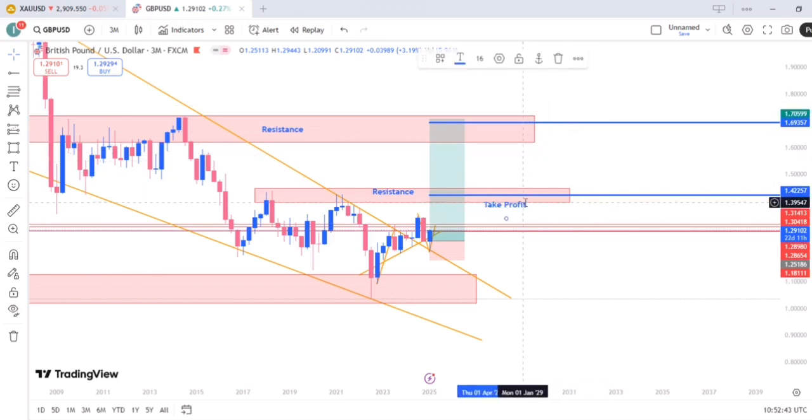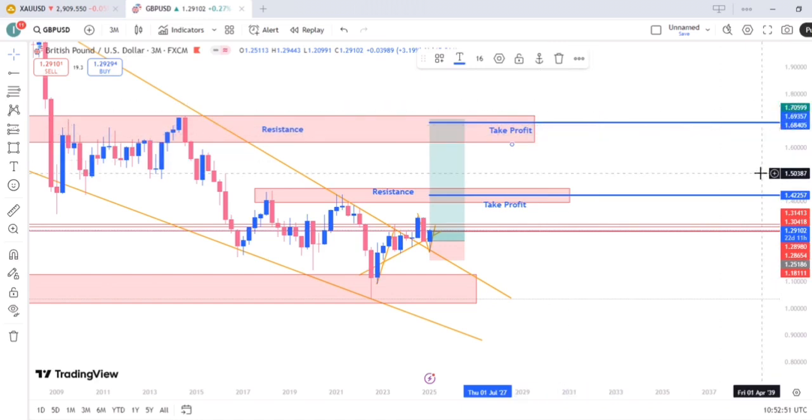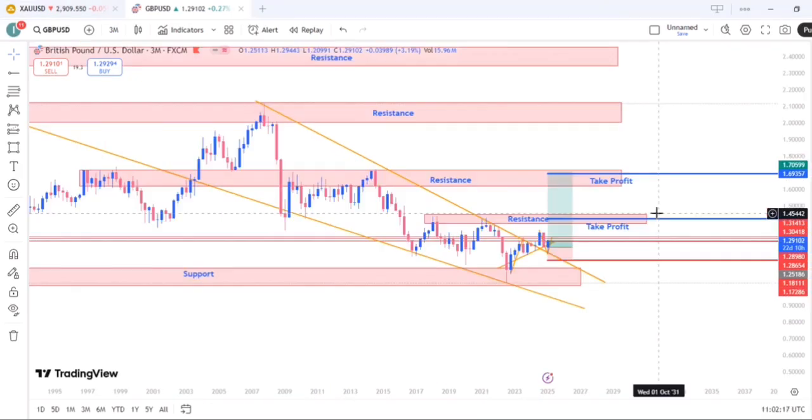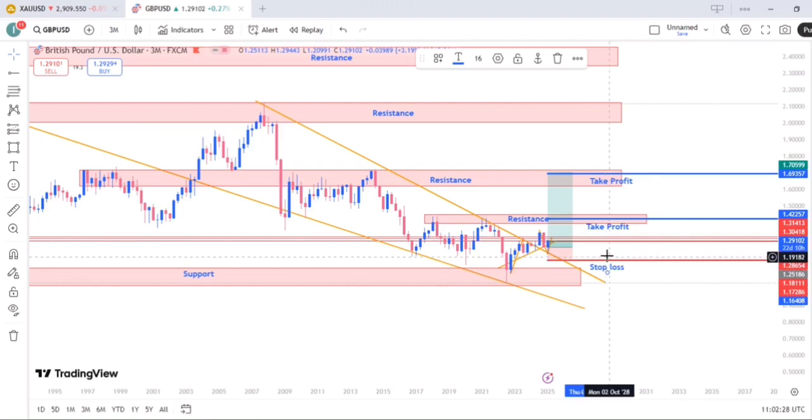Now at these levels is where, while we are in the trade and price continues to go up, we will lock in our profit. So in whatever direction the price decides to move, it will not affect our profit. Now, having identified our take profit levels, we are going to set our stop loss. Okay, so this area is our stop loss.